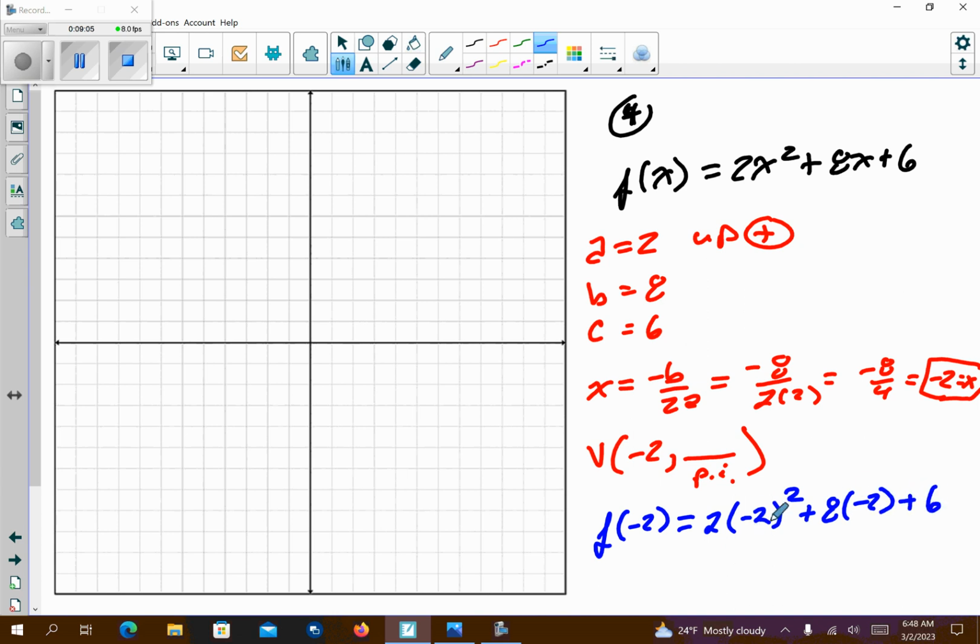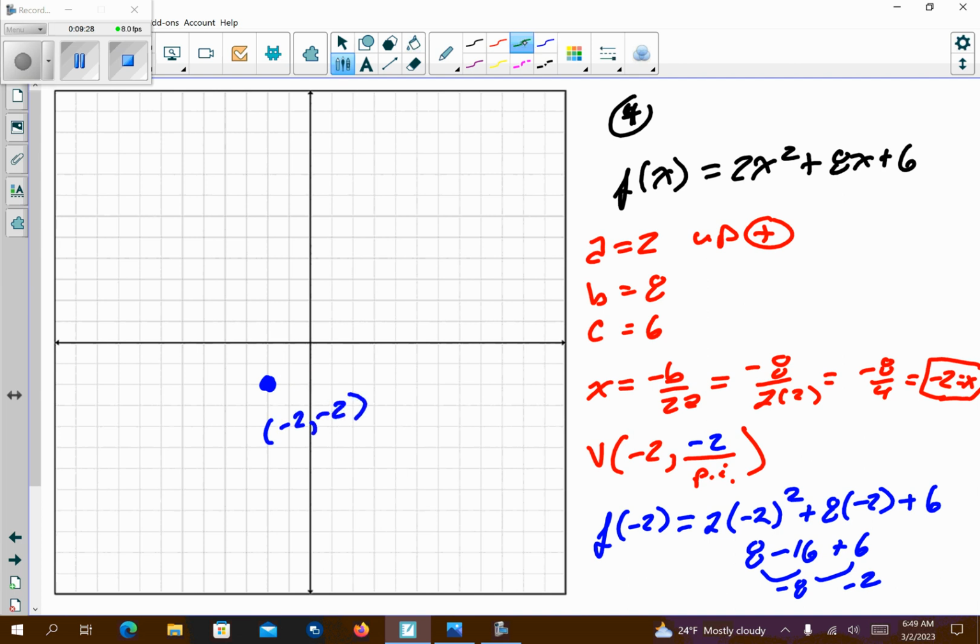And then we need to do the math. So -2 squared is +4. +4 times 2 is 8. 8 times -2 is -16 plus 6. That's going to give me -8 plus 6 is going to give me -2. So -2, -2 is right here. That's my vertex.